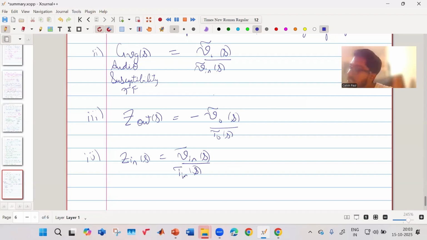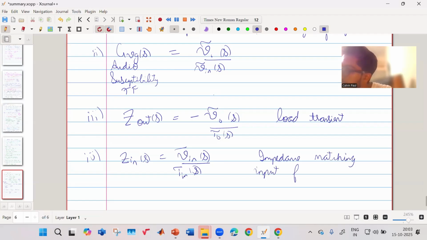This Z output of S is for your load transient. To analyze the behavior when there is a load transient, we use Z output of S. Z input of S we use when we have to do impedance matching and input filter design, right? And what else? When you have to do MPPT, all those cases, this Z in of S you will consider, the input impedance you consider. All right.